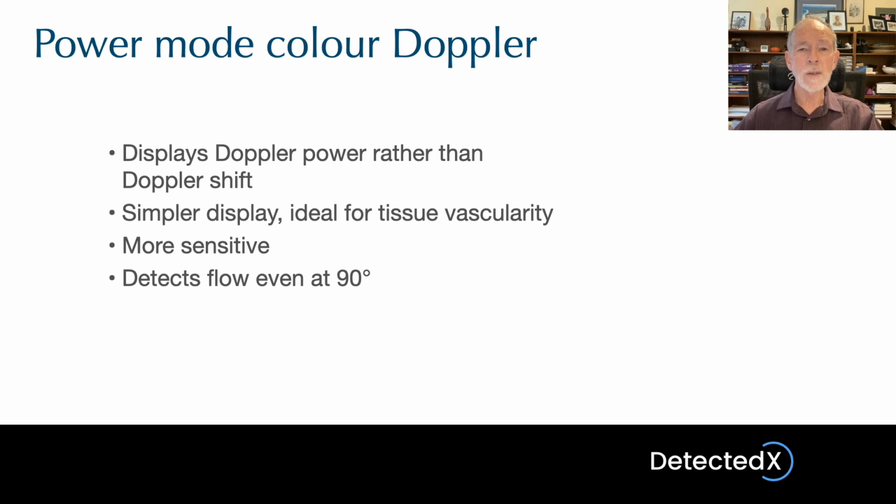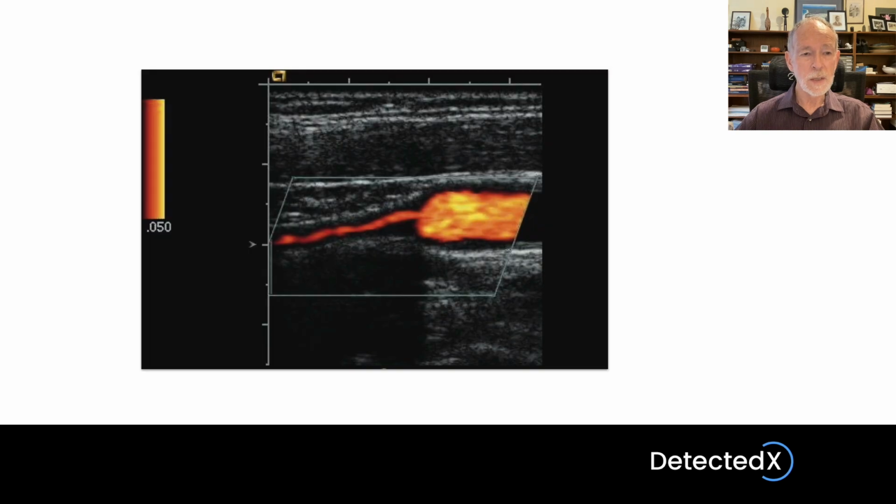So power mode is a very good modality to use when you're looking for vascularity or when you're wanting to detect very weak flow. Here's another example. There's a vessel that's almost totally occluded with just a little thread of flow still present. And of course, this can be, from a clinical point of view, a very important finding. So power mode is definitely the ideal mode to use in this particular case.